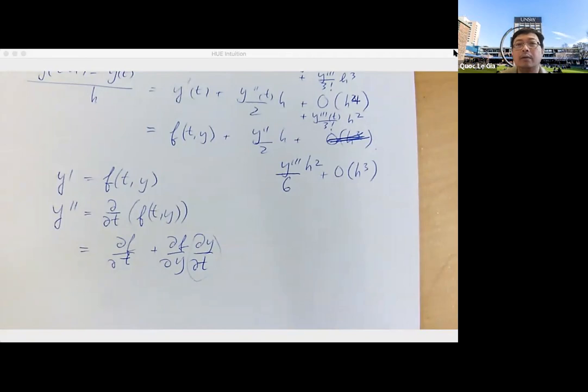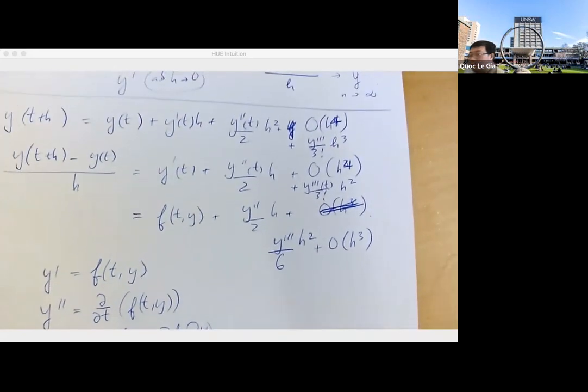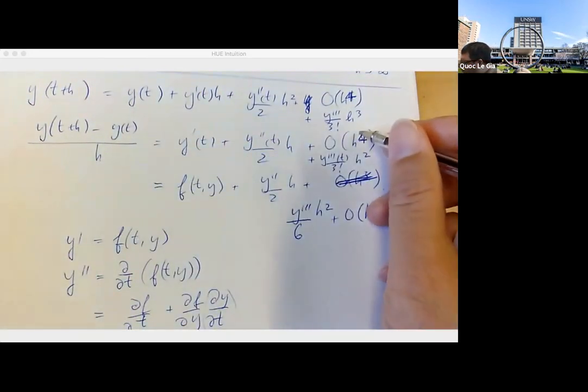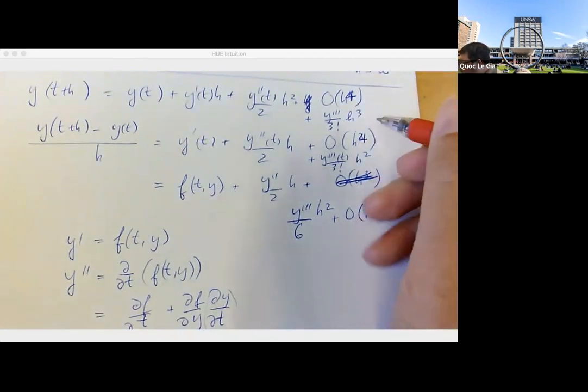Some question? Is it h4 or h3? Good point. It should be h3. h4 is on the first line, but then here we divided by h, so it should be h3. Thank you.